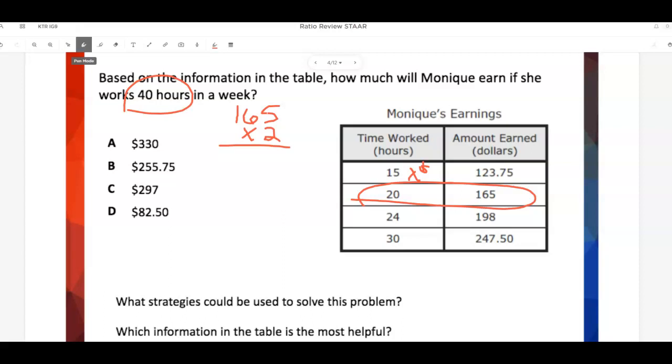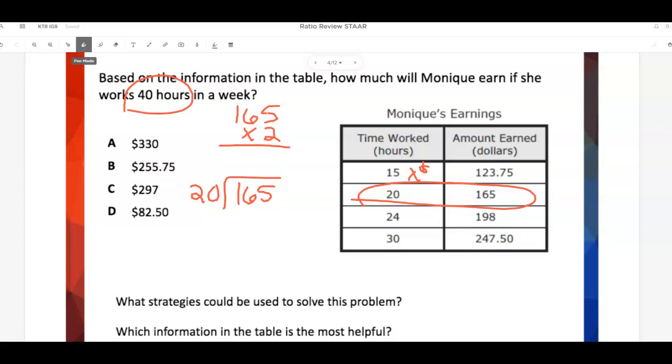Also, I really need your attention. If you wanted to find out how much she made per hour, that's division. So I would pick this one to do because this is the easiest to divide. It has a 0 in it and there's no decimals. So I would do 165 divided by 20.